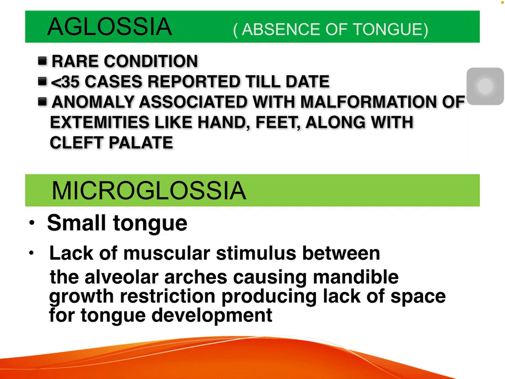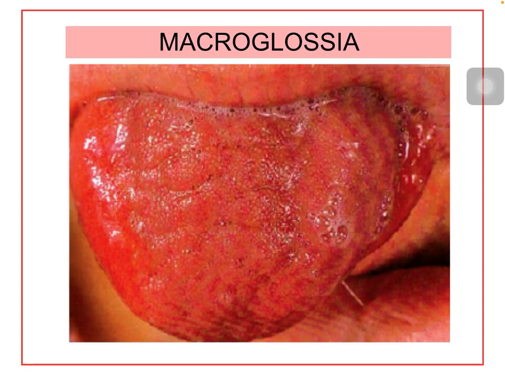Microglossia. Microglossia means small tongue. Lack of muscular stimulus between the alveolar arches causes mandible growth restriction, producing lack of space for tongue development, causing the tongue to be smaller than normal, and the lesion is known as microglossia.